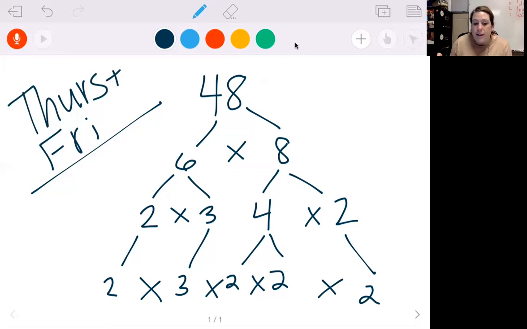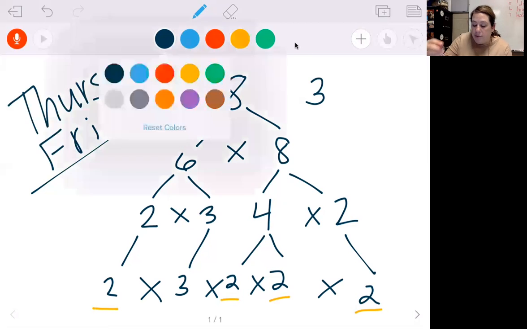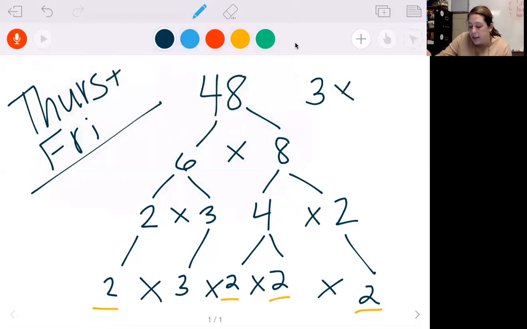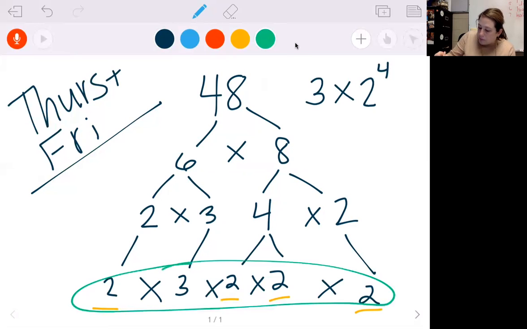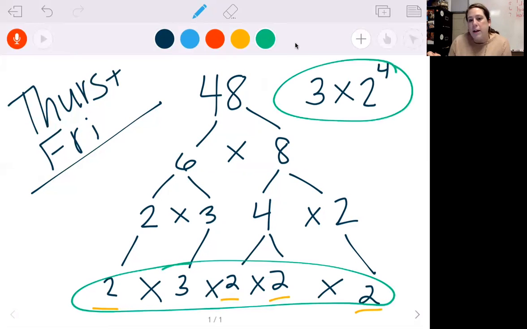We can shorten that by counting up how many 2's we have and using exponents. So we only have 1 3. I'm going to put that right here. We have, I'm going to use my yellow, 1, 2, 3, 4 2's. So to show that in prime factorization, I'm going to say 3 times 2 to the 4th power. Both of these are correct, but the top one is a better answer.